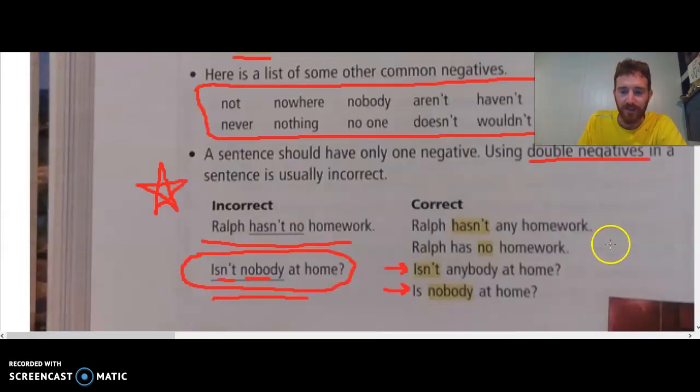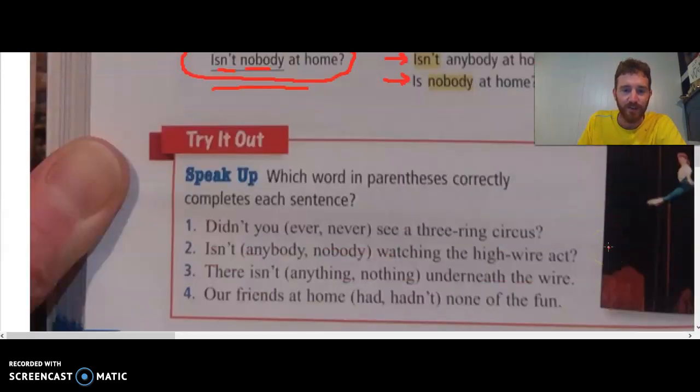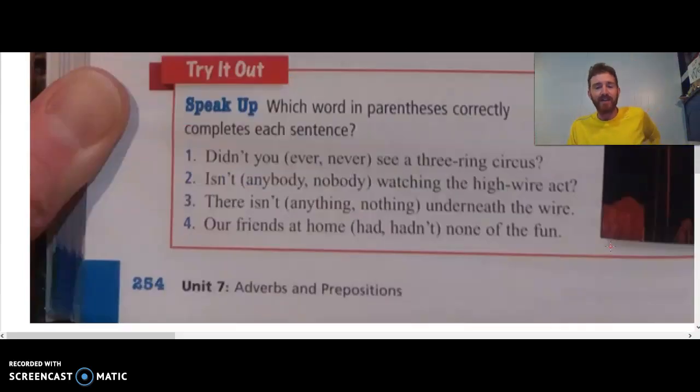So all we got to do today is, again, a super easy lesson. I'm not going to keep you too much longer, but just look through our first examples. It says which word in parentheses correctly completes each sentence. Didn't you ever or never see a three-ring circus? In this case, we've already got one negative here, didn't. So that means we don't want another negative. We don't want to say, didn't you never see a three-ring circus? We would want to say, didn't you ever? Okay, so number one, our correct word should be ever.